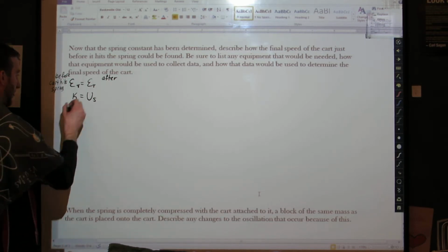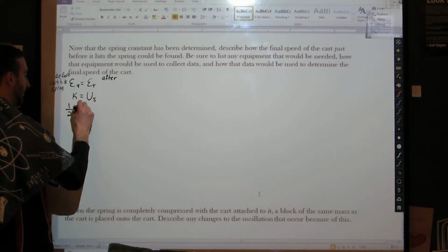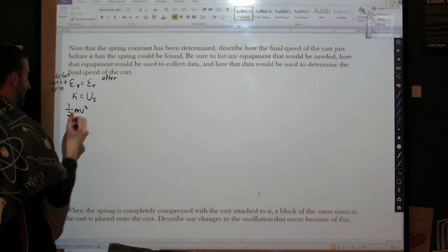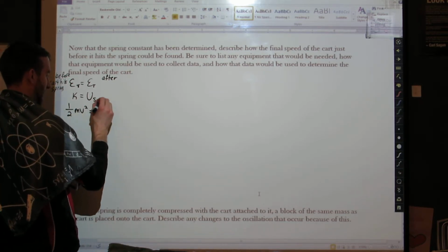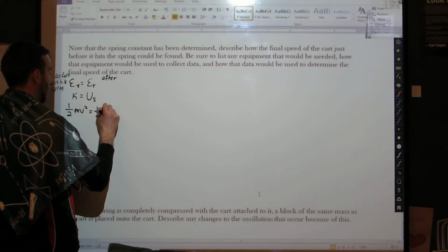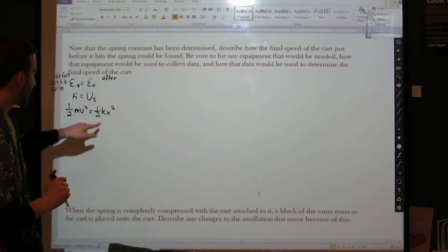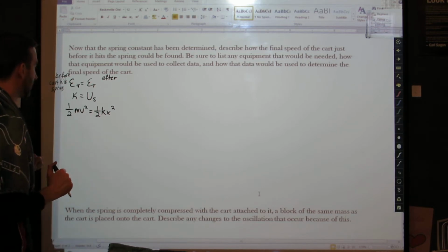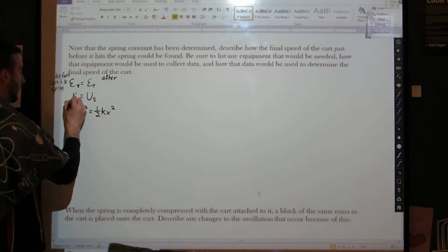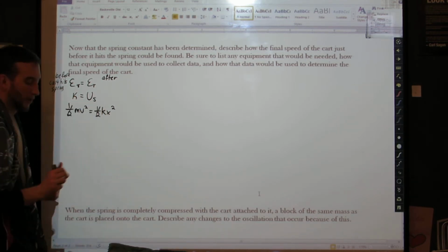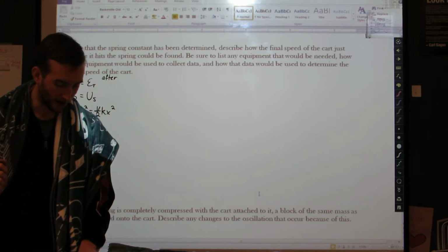So, we know that this is 1/2 mv squared. Now we know the spring constant. That is important, that's going to stay the same in each trial. We do some simplification here. We can cross off the 1/2. Here's what we're left with. We are trying to determine v.